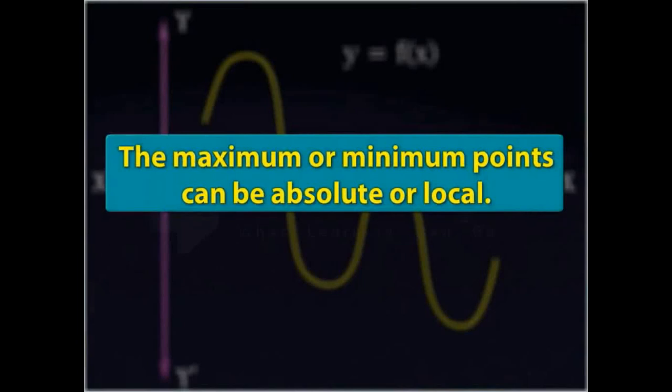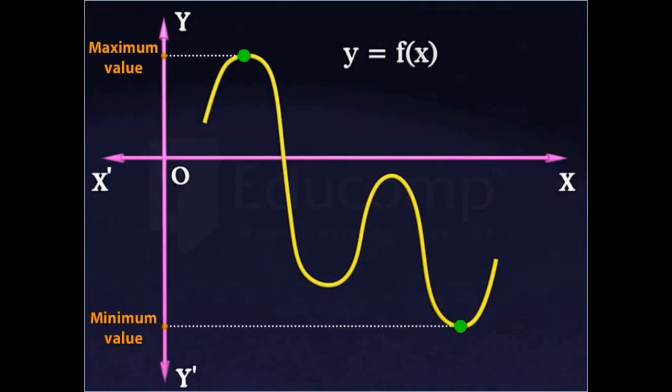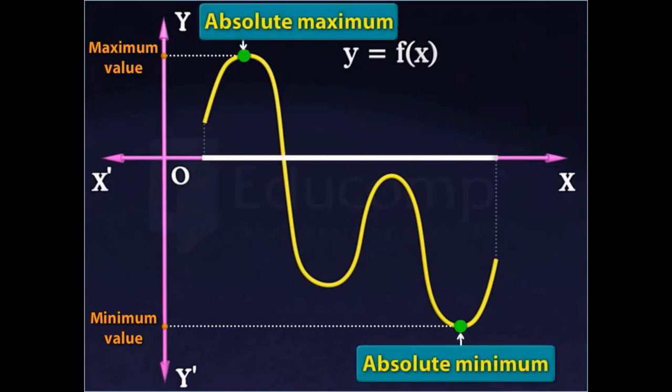The maximum or minimum points can be absolute or local. When the maximum or minimum points represent the maximum or minimum value of the function in its whole domain, the points are called absolute maximum or minimum.